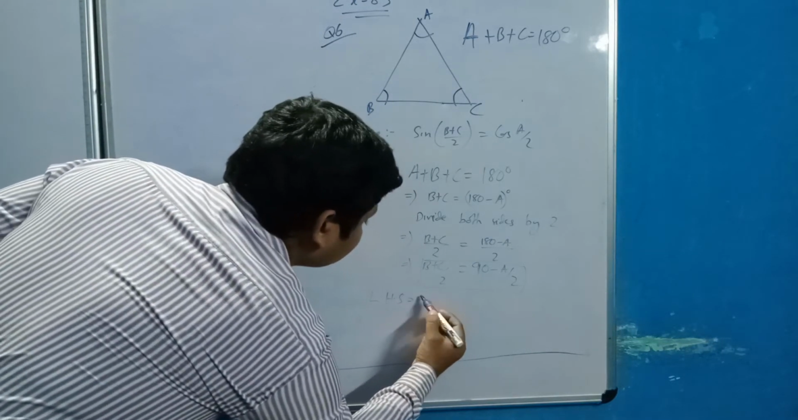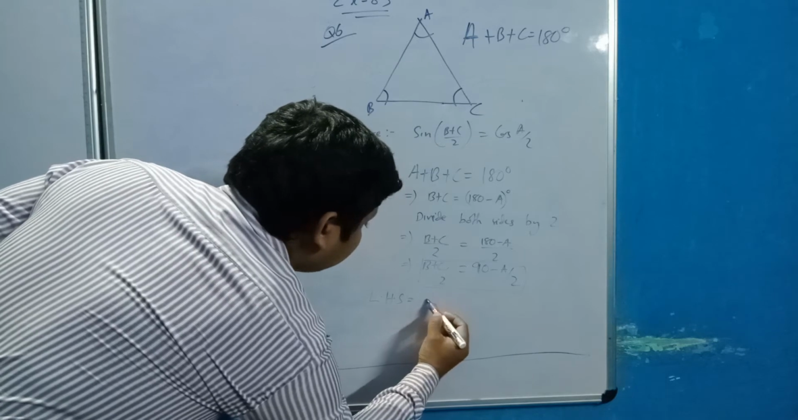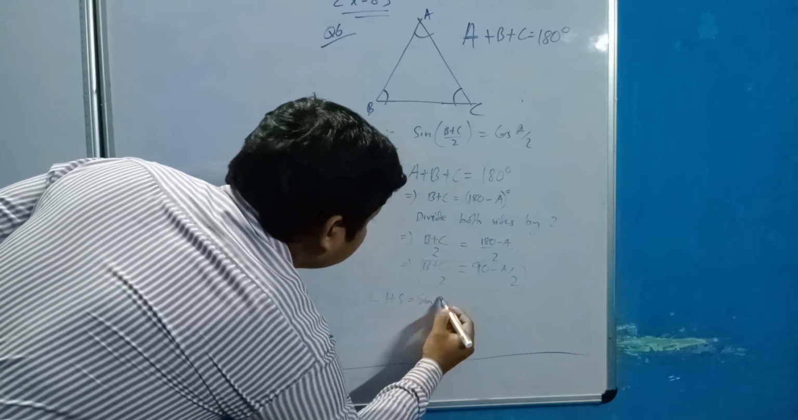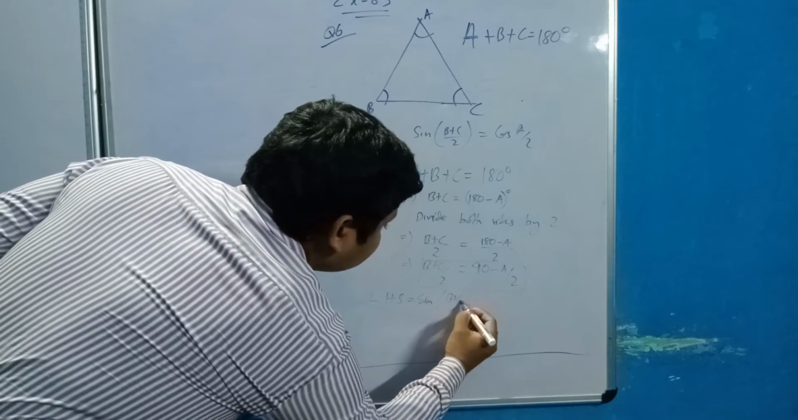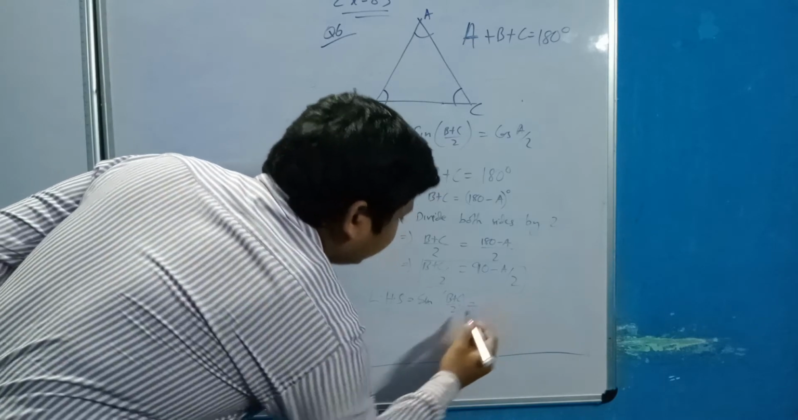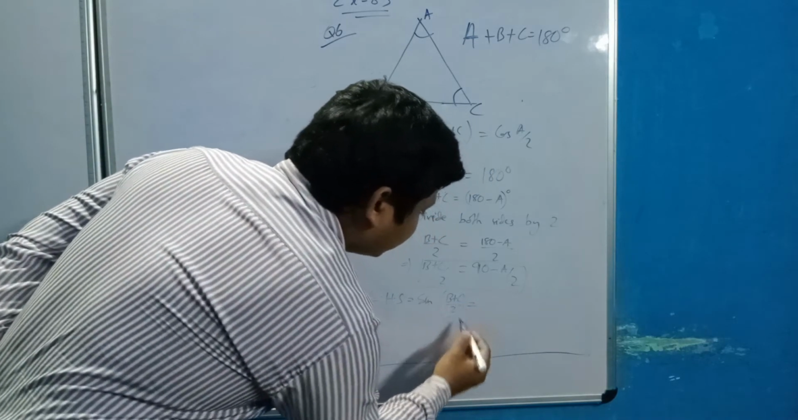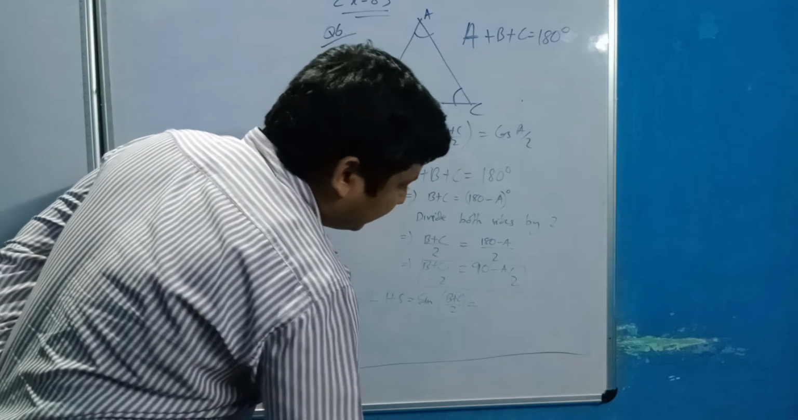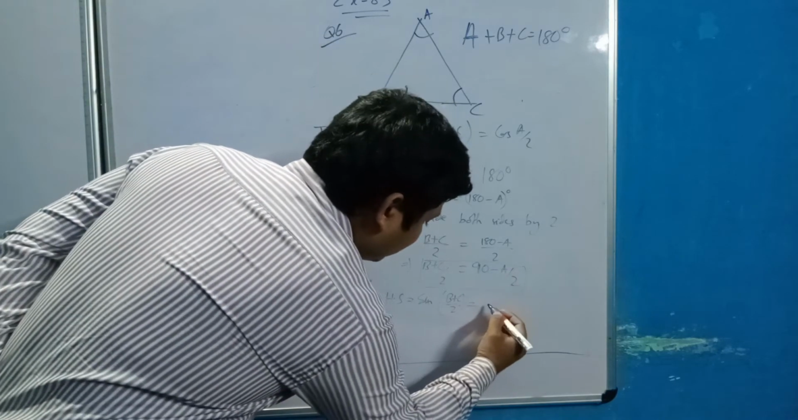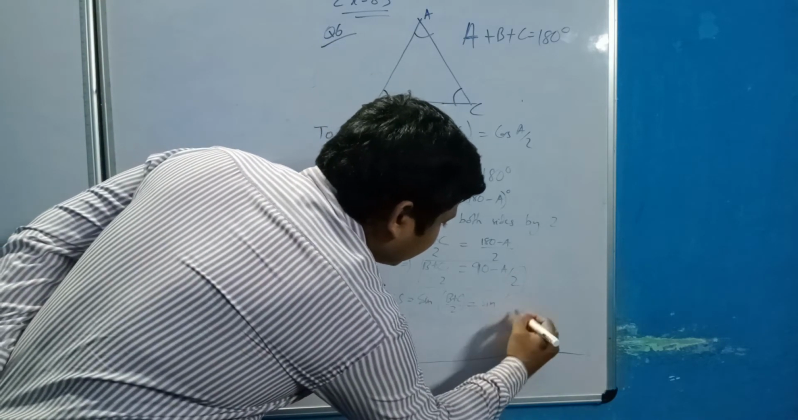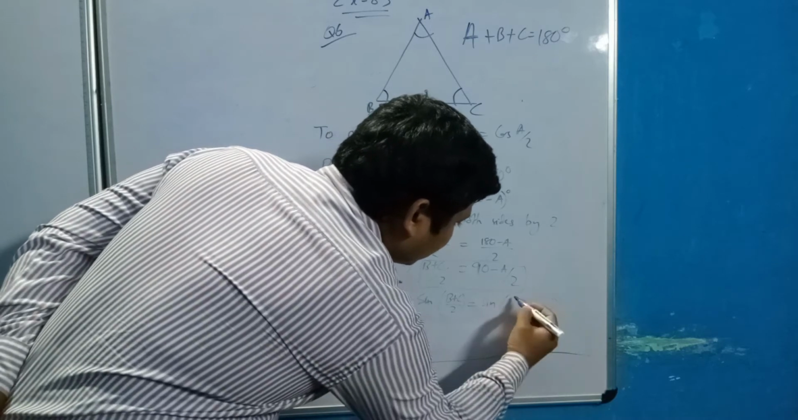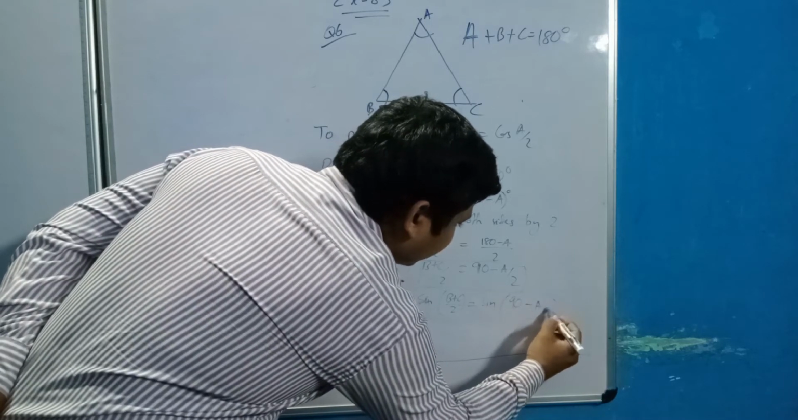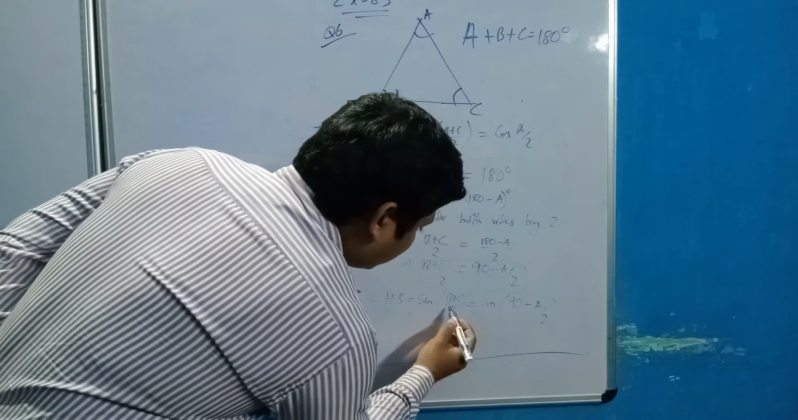LHS equals sin (B plus C) by 2. It can be written as, in place of (B plus C) by 2, I can write 90 minus A by 2. So I will replace (B plus C) by 2 with 90 minus A by 2.